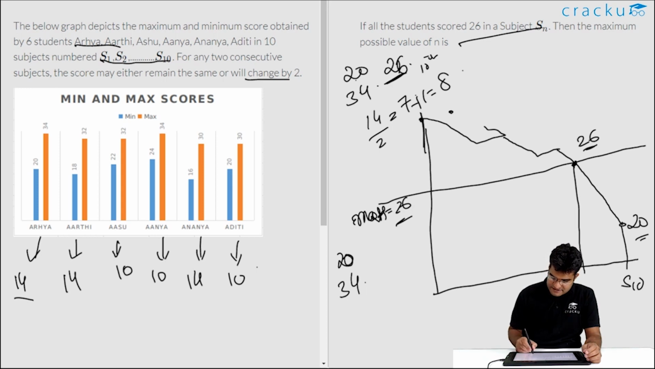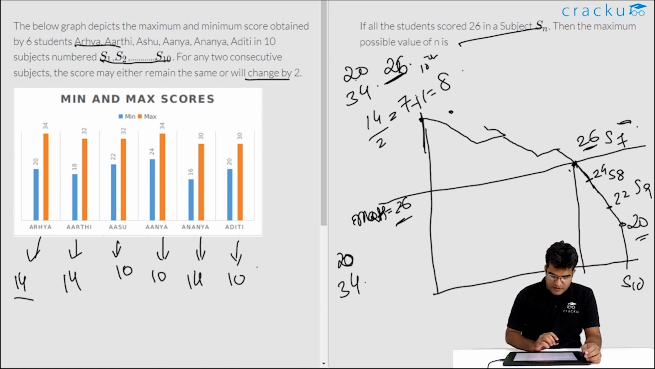Now if you want to maximize N, we have to ensure that there is no line which is flat from S of N to S of 10. That is, for every consecutive subject, there is always a drop. There is nothing which is flat. So if she has scored 20 in S of 10, she will score 22 in S of 9, she will score 24 in S of 8, and she will score 26 in S of 7.